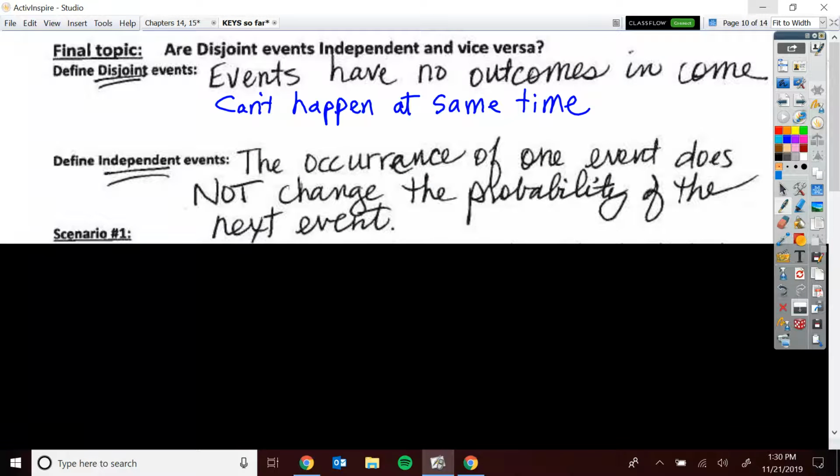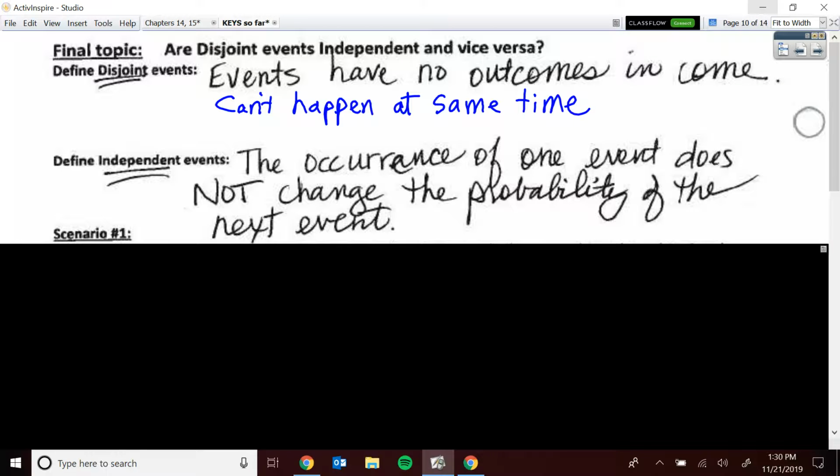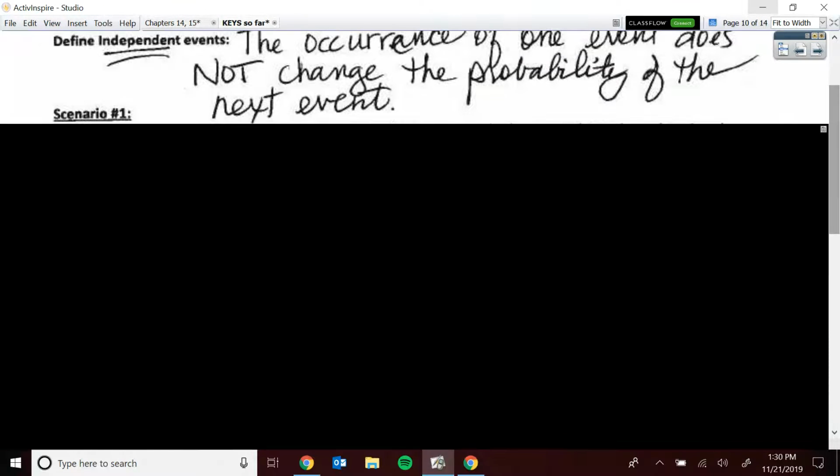Beautiful. The occurrence of one event. So one event happening does not change the probability of the next event happening. Good job. Okay, so now that you have those in your brain, let's do a little game.